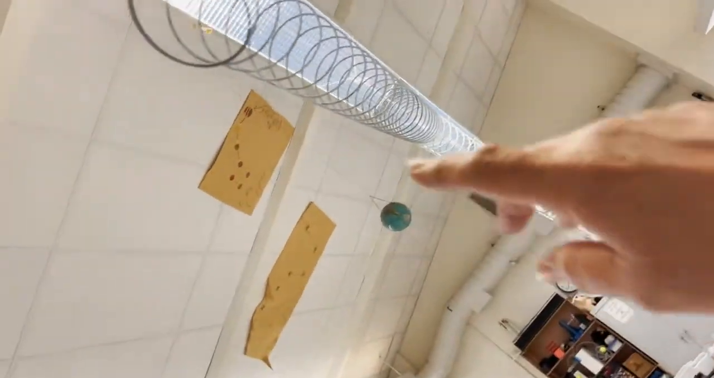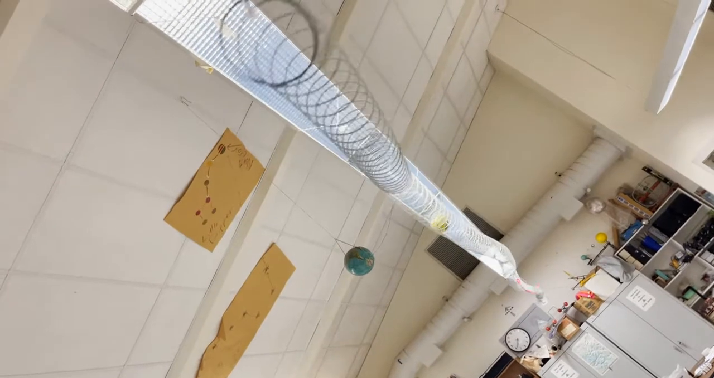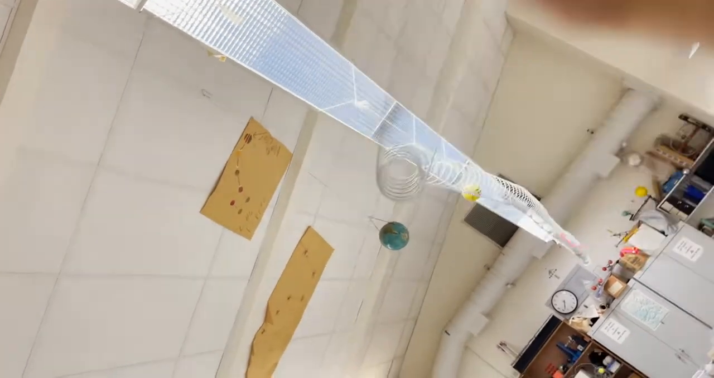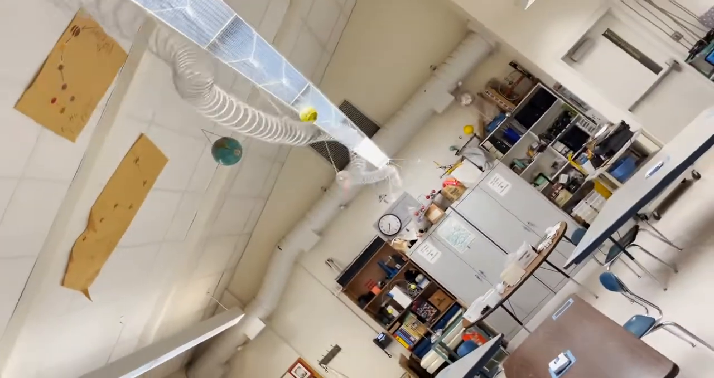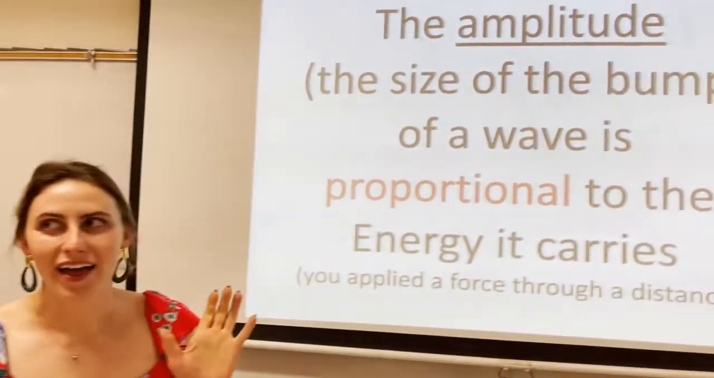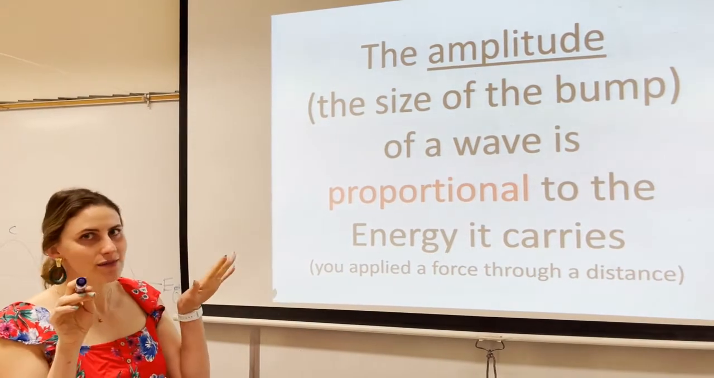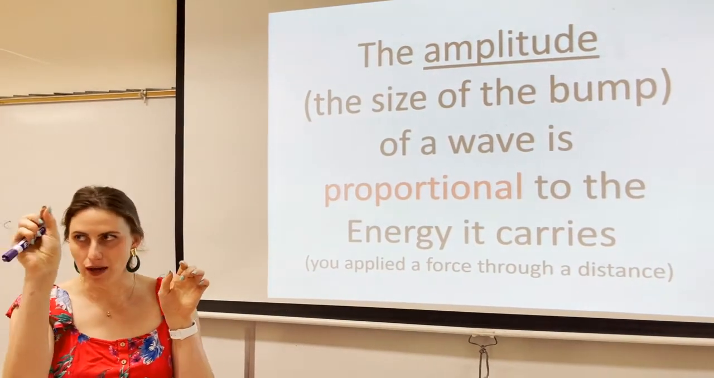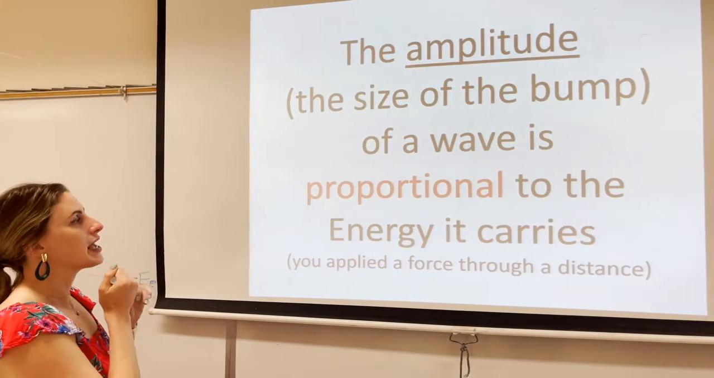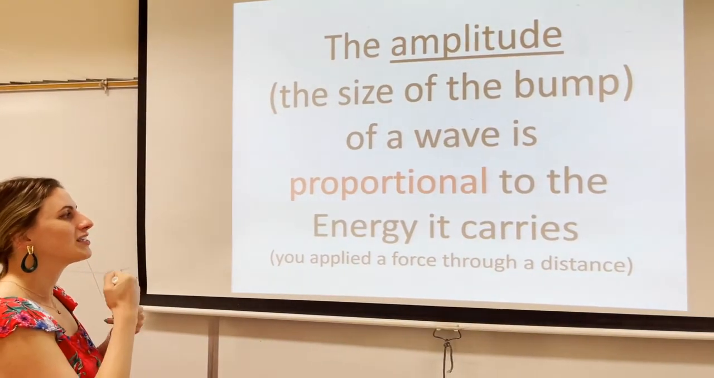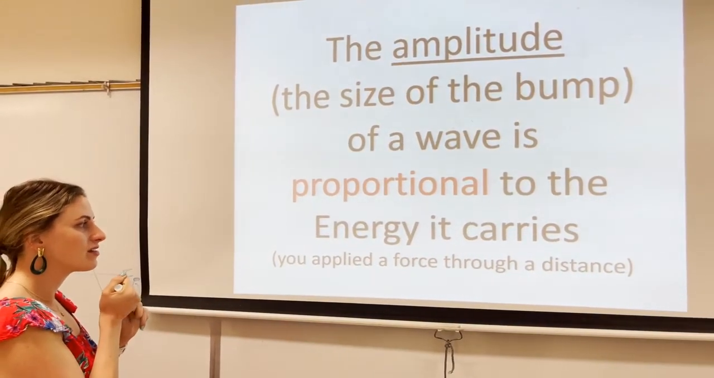I've got a slide here. I'm gonna do a very small one. 1, 2, 3, 4, 5, 6, 7, 8. That's a very small amplitude. And then 1, 2, 3, 4, 5, 6, 7, 8, a larger amplitude. Okay, so there is a difference here. So the amplitude, the size of the bump, which you guys just saw Mr. Boykin do, the little bumps and then the big bump, right? The amplitude of a wave is proportional to the energy it carries.